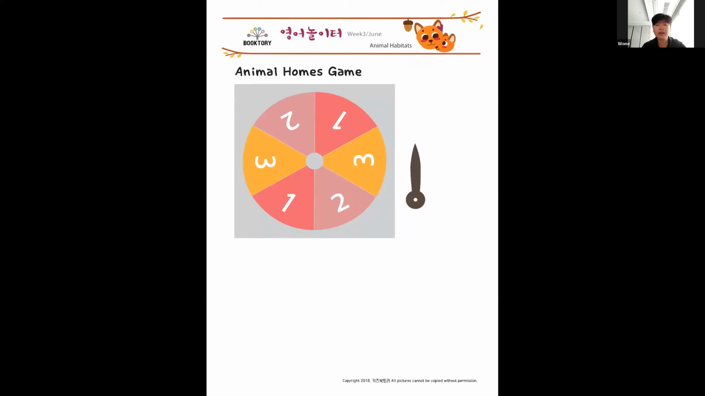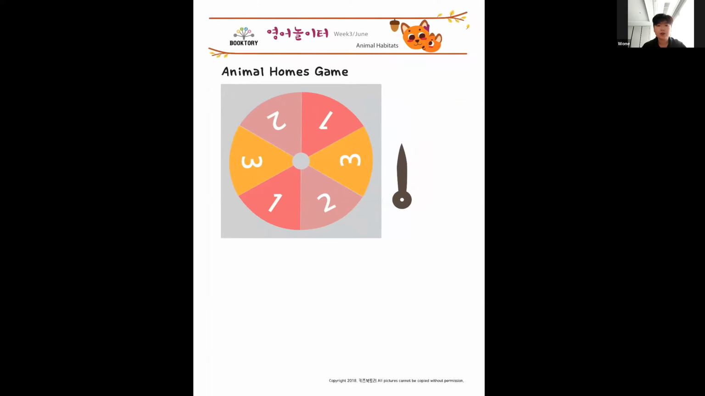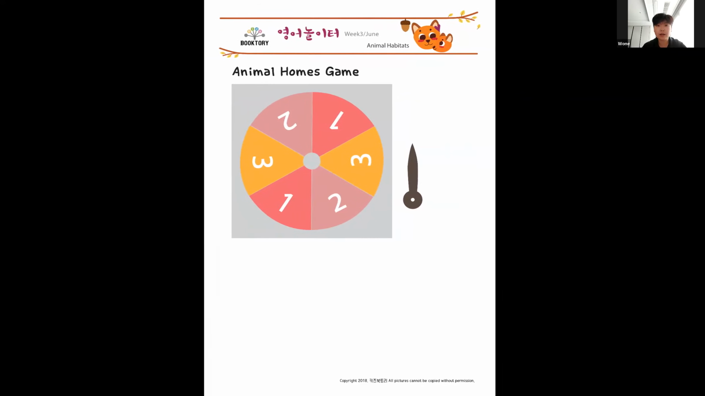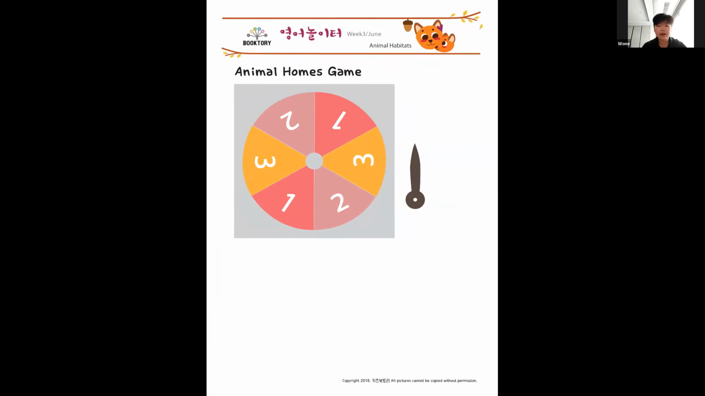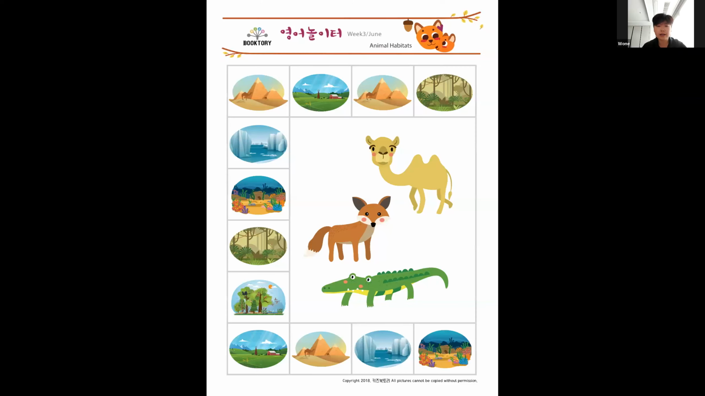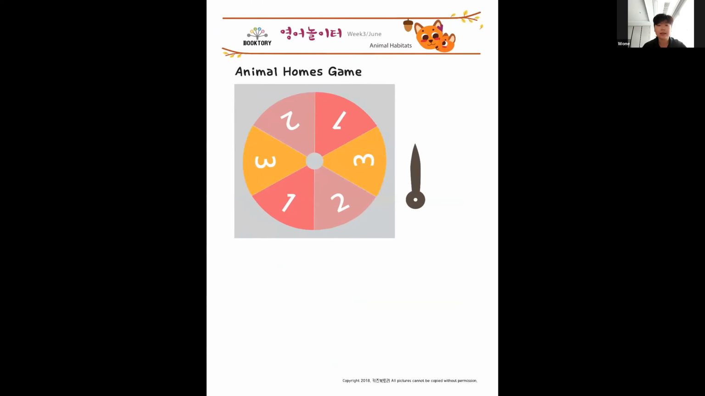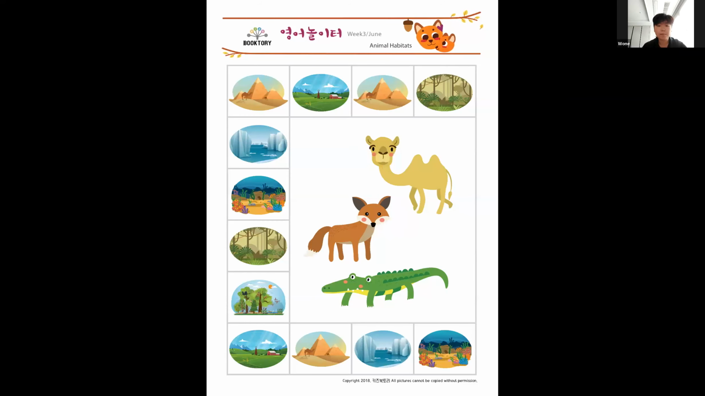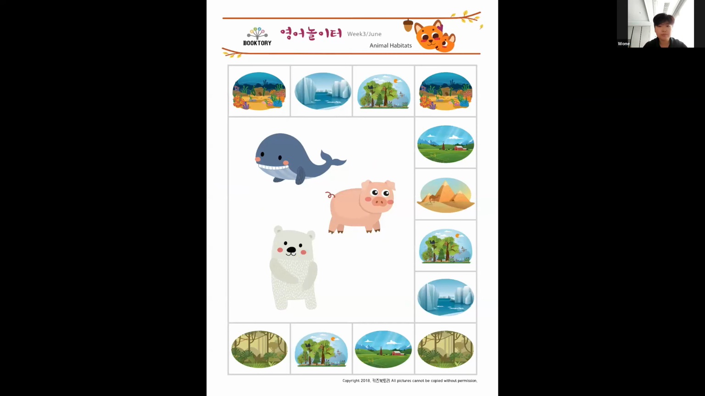So for the animal home games, you are going to cut this out, create your spinner. So go ahead and get some help from your mom, and you're gonna create the animal homes game spinner. And it's gonna give you a number, and then you're going to watch the extra video that explains the game, and you're gonna go on to each habitat piece and try to guess the animal, right? And try to guess its habitat.